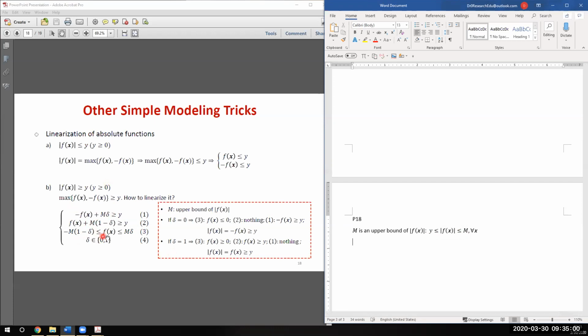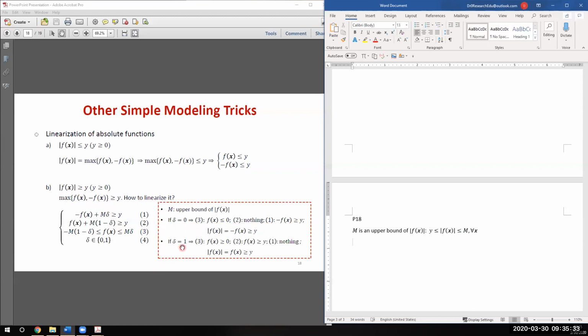And then the third constraint is going to give you f(x) is greater than or equal to negative M and less than or equal to 0. That tells you that if delta equals 0, it corresponds to the case that your absolute value of f(x) equals negative f(x). In other words, your f(x) is negative. Okay, so I summarized here the meaning of constraints 3, 2, and 1.